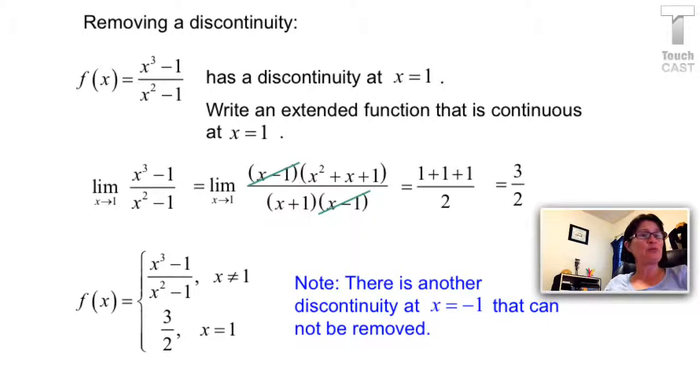This is the next example from your notes paper. I have a function f of x equals x cubed minus 1, all divided by x squared minus 1. This function has a discontinuity at x equals 1. We could also factor that denominator and find out that there's another discontinuity at x equals negative 1. But the problem here, we're asked to write an extended function that is continuous at x equals 1.